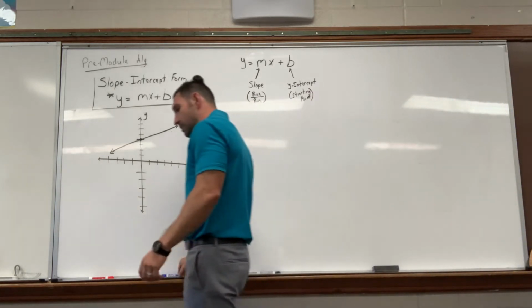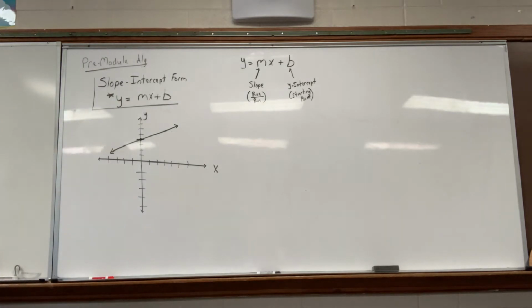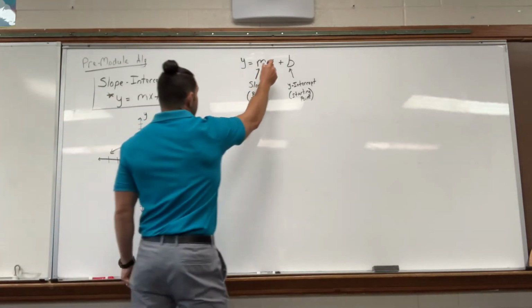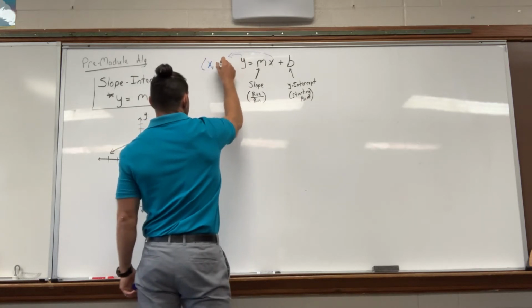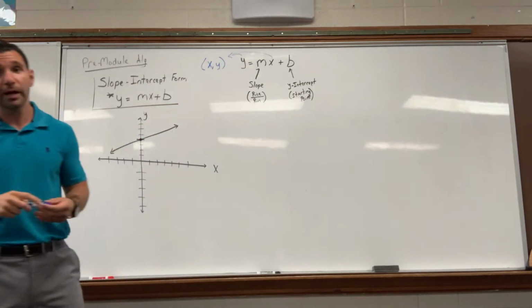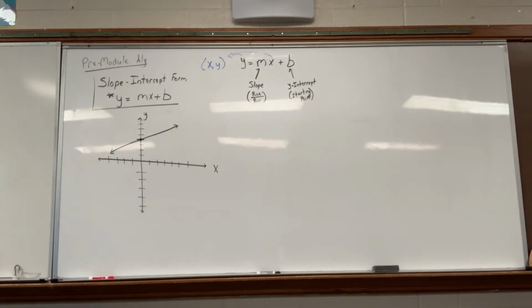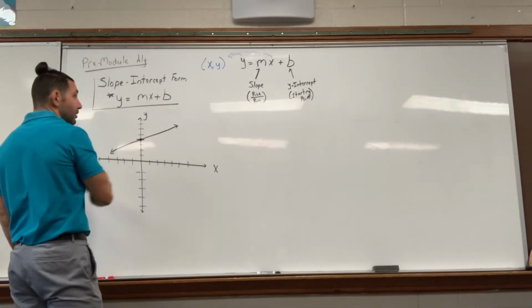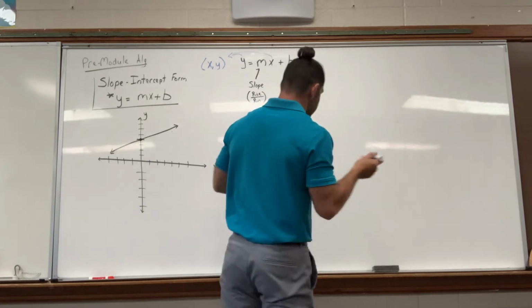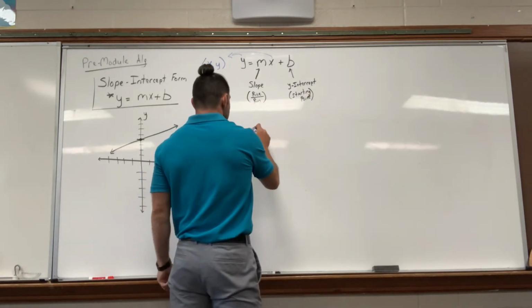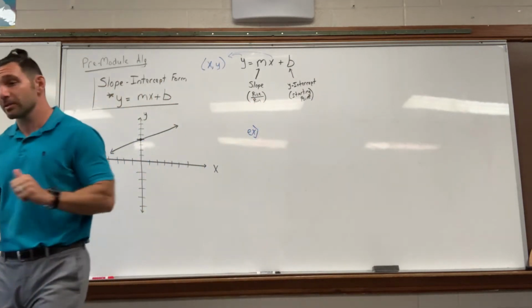But Mr. H, you said that every letter had a meaning. Yes. This x and this y are your ordered pair. X and y are an ordered pair. And it can be almost any ordered pair as long as it's on that line. Okay? So m, which is the letter next to the x, and the b are important. Slope, y-intercept. So what are we going to be doing today? Today, we're going to be identifying our slope and our y-intercept.